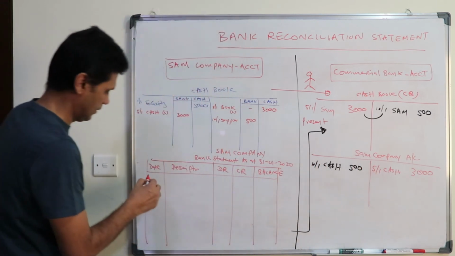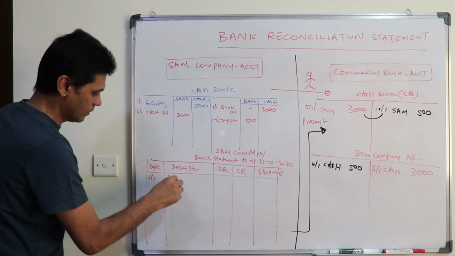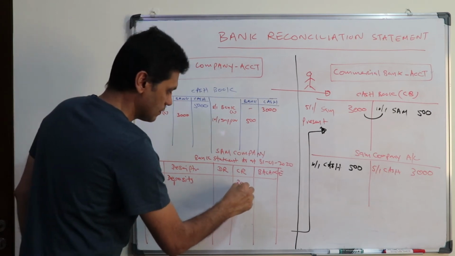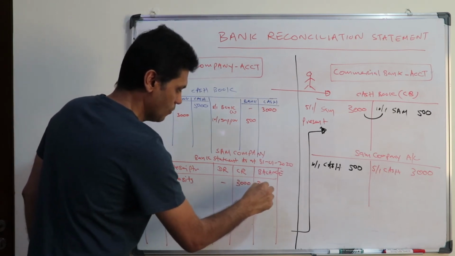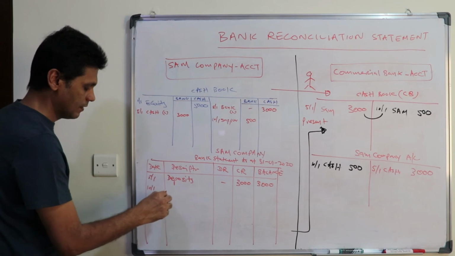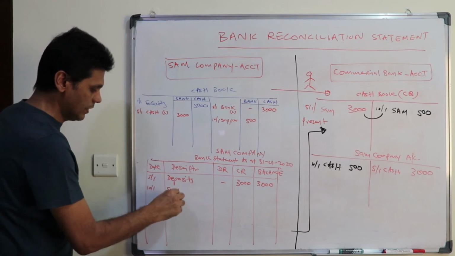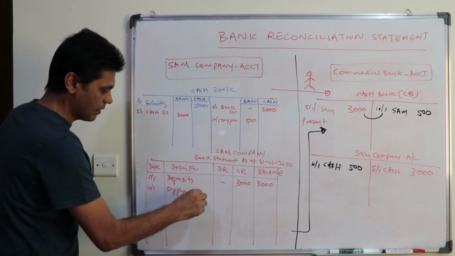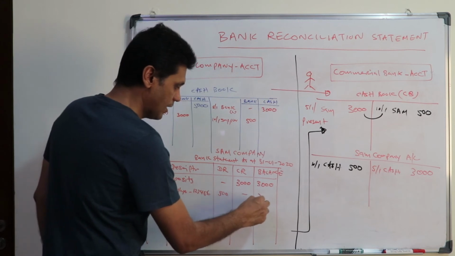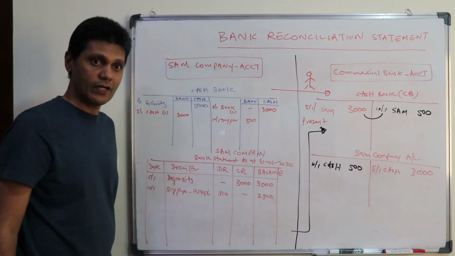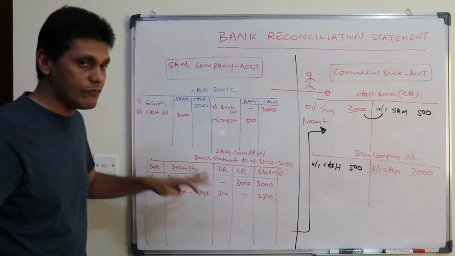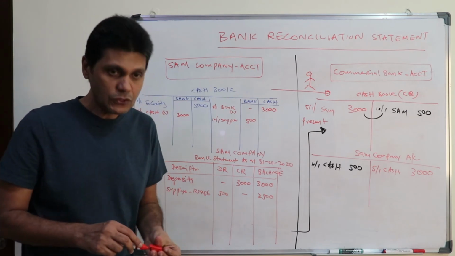So, on 5th January, we went and deposited, no? To show deposits, 3,000. Balance is how much? 3,000. Then, on 10th January, they issued a check to a supplier. Then the check number will be there. How much? 500. Balance is how much? 2,500. So the moment the accountant of Sam Company receives this bank statement, what does he have to do?